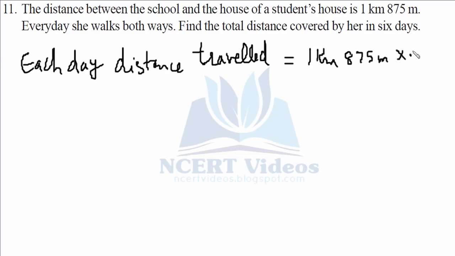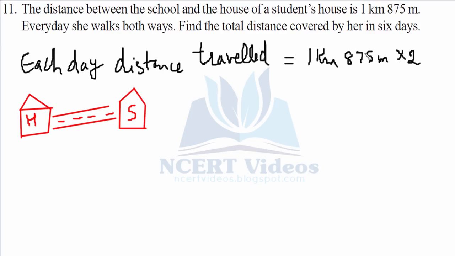Why? Because it can be easily seen from this diagram. House to school distance is 1 kilometer 875 meters, or you can also say 1.875 kilometers. Why did we multiply it with 2? Because she's also coming back. She's traveling in both ways. So we have to find the distance by multiplying with 2. So that would give us 1 day total distance she traveled, isn't it?